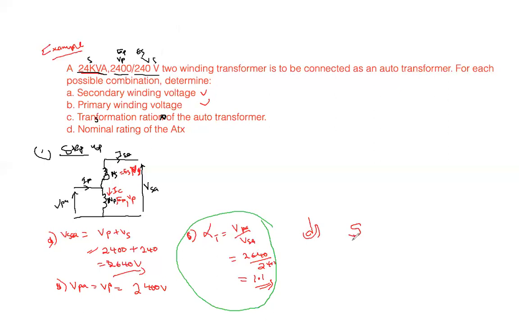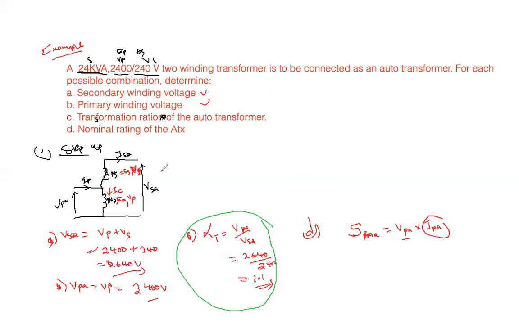So the nominal rating, we're talking about the apparent power. So S, let me say it's the input, S in of the autotransformer. It should be equal to VPA times the current IPA. Simple, eh? So what is my VPA? I already know that my VPA is equal to 2400, but what is my IPA is the question. So that's why you need to be careful.